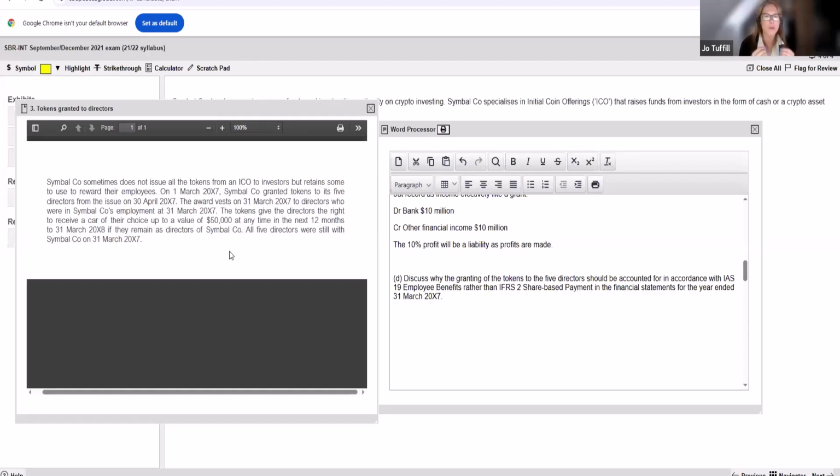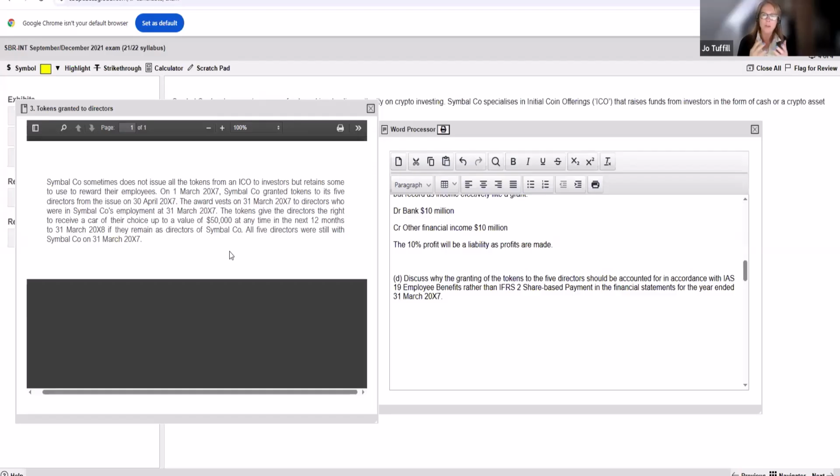Well, because the tokens are not equity. They're not the right to a residual interest in the entity. So therefore, they're not shares. That 50,000 is not based on a share price. It's based on a token. And as the tokens aren't shares, then they can't be share-based payments. And so they are effectively a short-term bonus, because it's within a month.